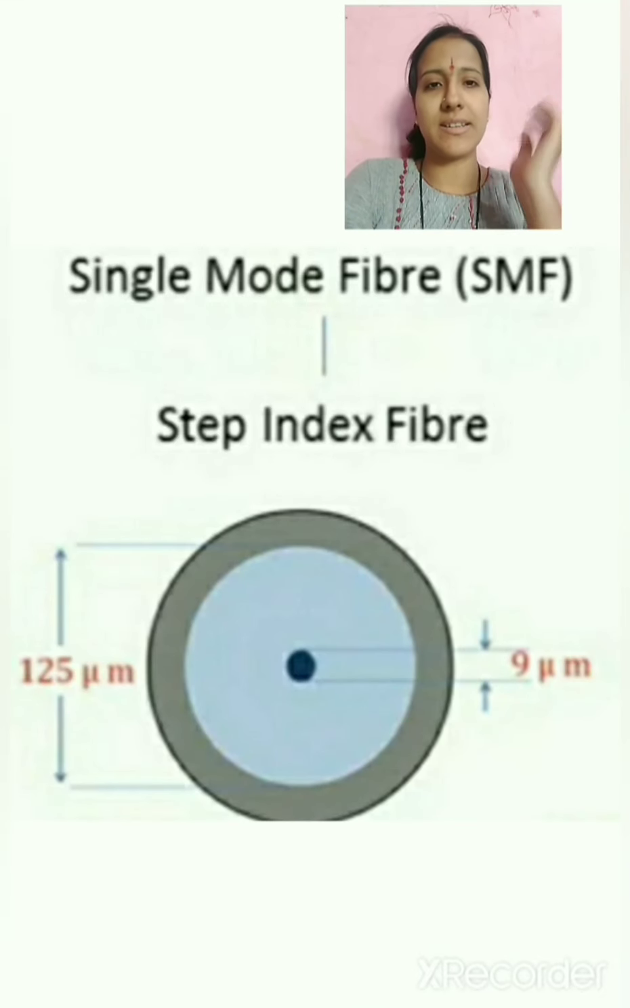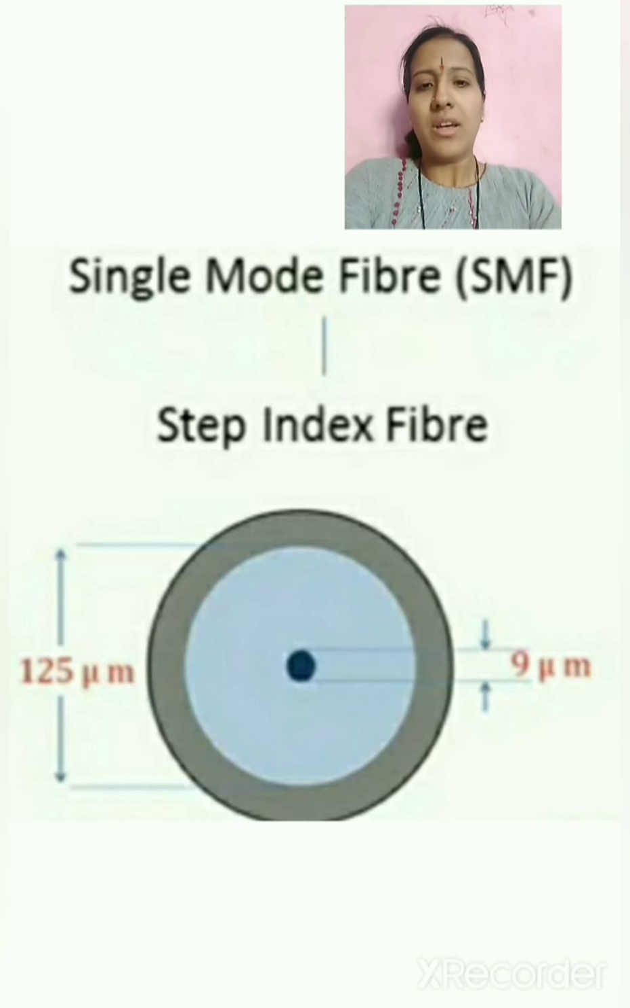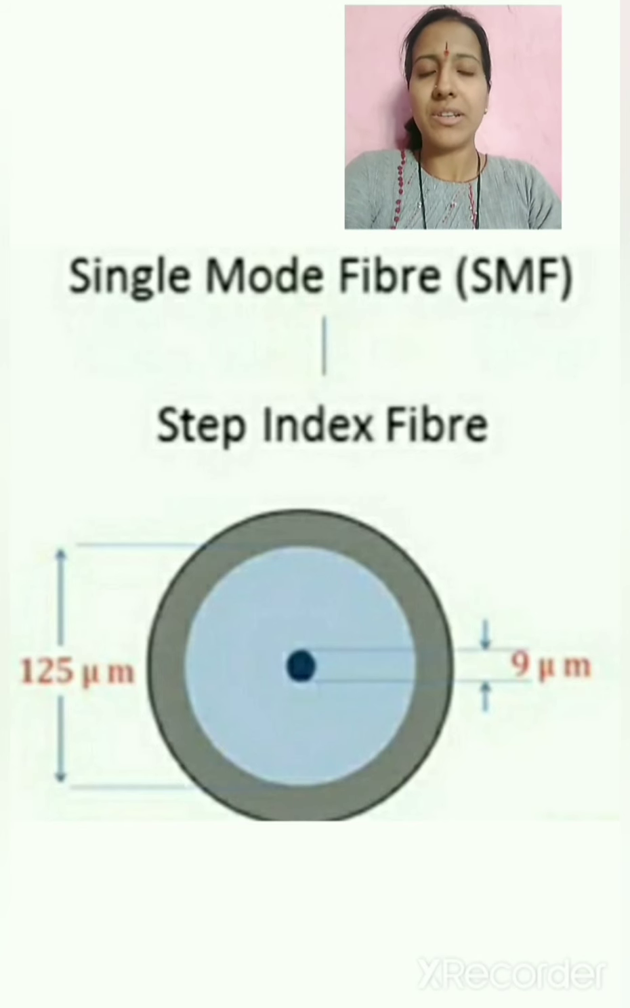Now let us discuss single mode fiber, which is also called SMF, and SMF is also called step index fiber. This is also called single mode step index optical fiber. Let us construct this one. See, its core is smaller in diameter, of the order of 9 micrometers. Because of the small core, this is represented as single mode. Only one laser light can pass through this.